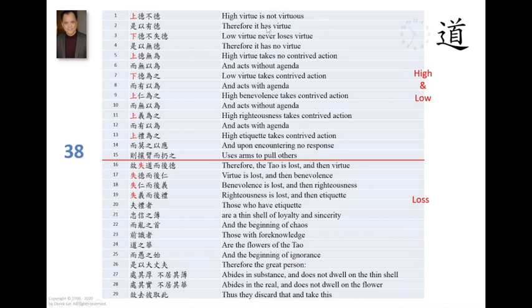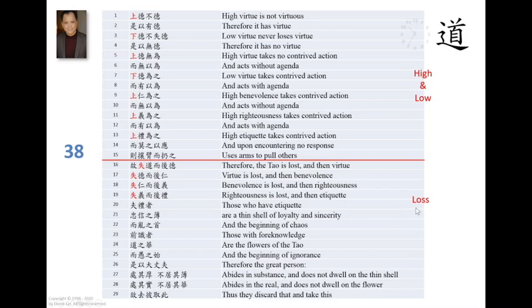So putting all of that together, we have the top half being about the high and low, the different levels. Then the bottom half is about something that's connected to the top half, but a little bit different. And that is what happens when you lose one level and you have to go down to the next level. The character that repeats from line 16 down for 4 lines is the character for loss. So when the Dao is lost, you get to virtue and so on. So the bottom half, I've characterized as following the theme of loss.